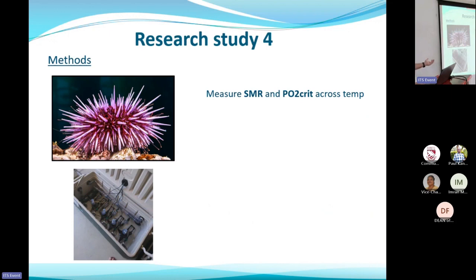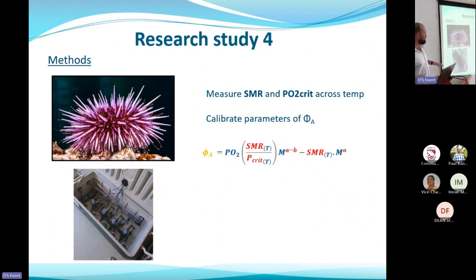So to do this, I was in California, and I had a shift from fish to purple urchin. It's not as exciting, but it's actually a great study organism because they don't die. So you can just pick them up. So the idea was I needed to measure standard metabolic rates and this critical oxygen partial pressure across the temperature range. And then I could calibrate the parameters of this absolute metabolic index that I think is going to explain this missing oxygen level.